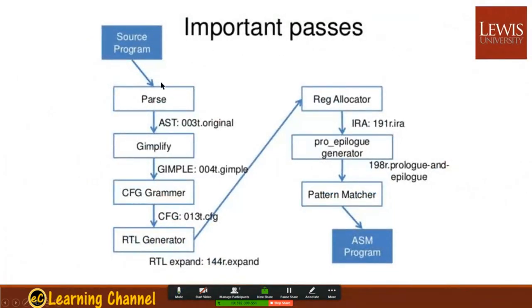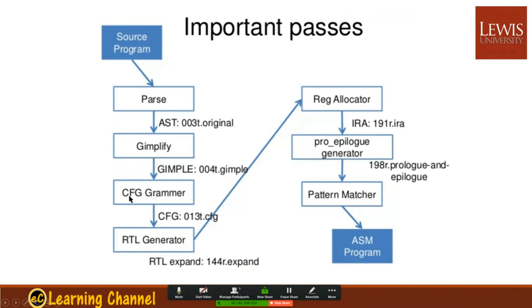Important passes. We have a source program, we parse it and generate an abstract syntax tree. There's a format called 003t.original, and then we pass into GIMPLE files, generate the GIMPLE format, and then we pass through the control flow graph.